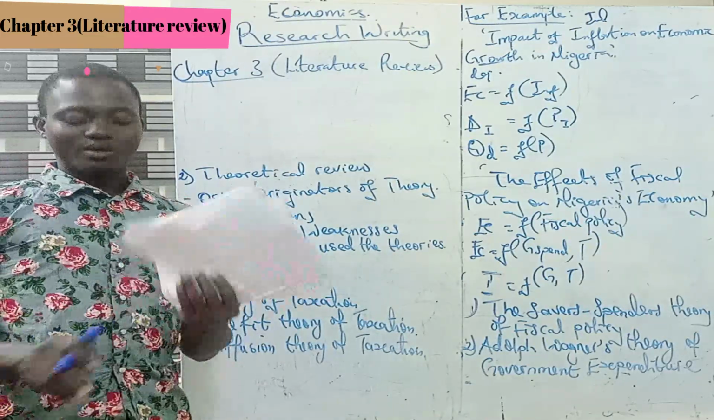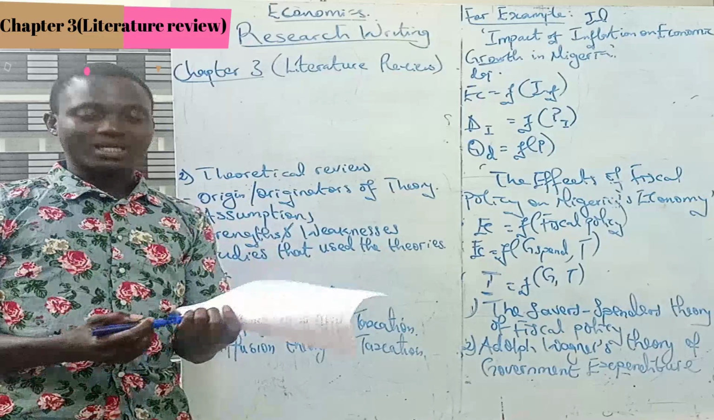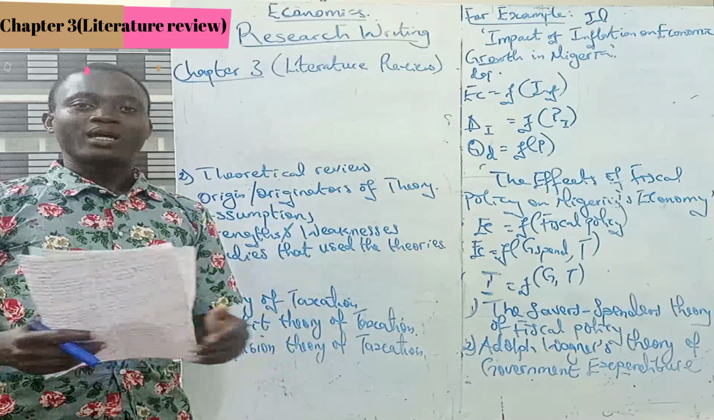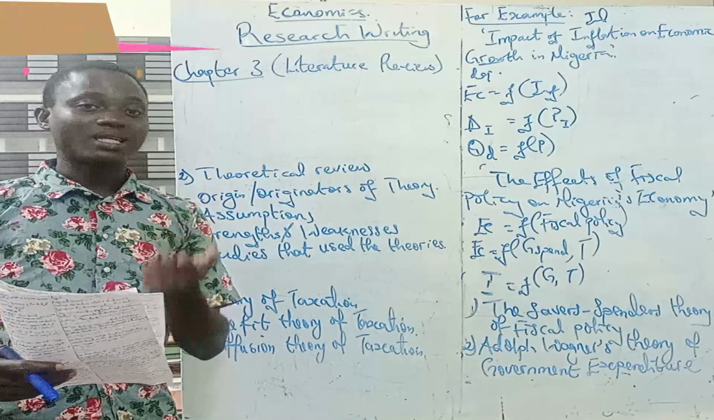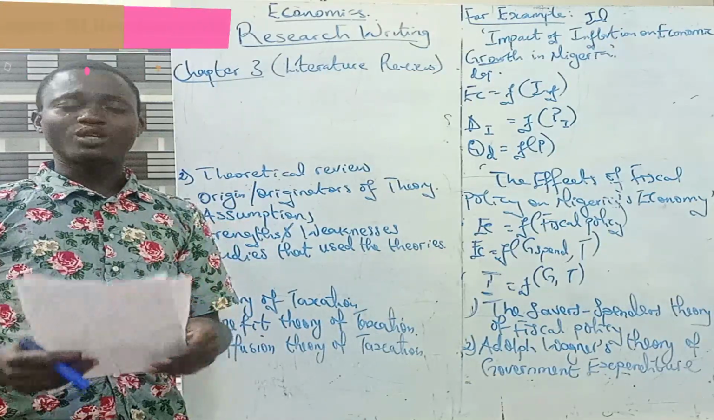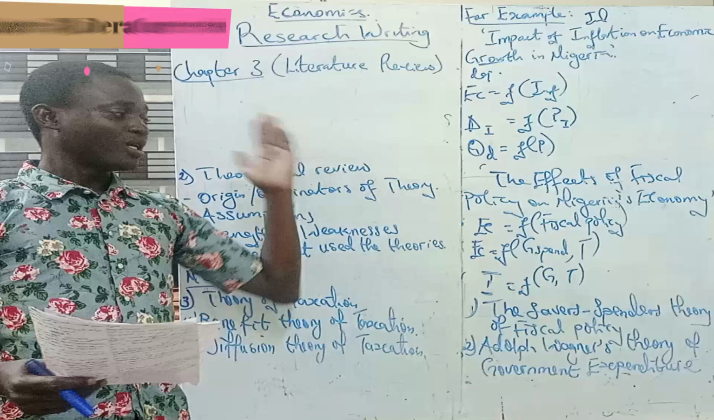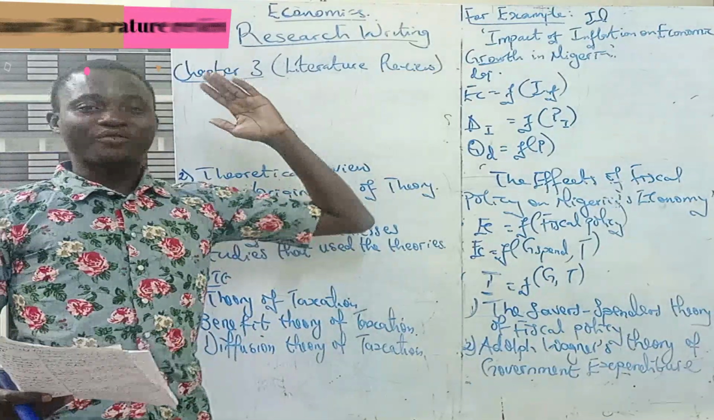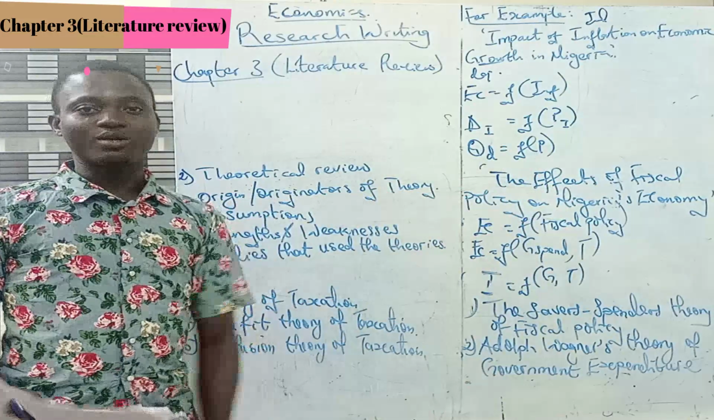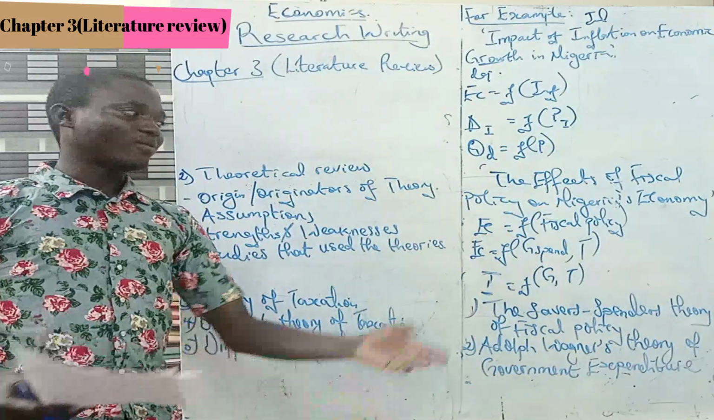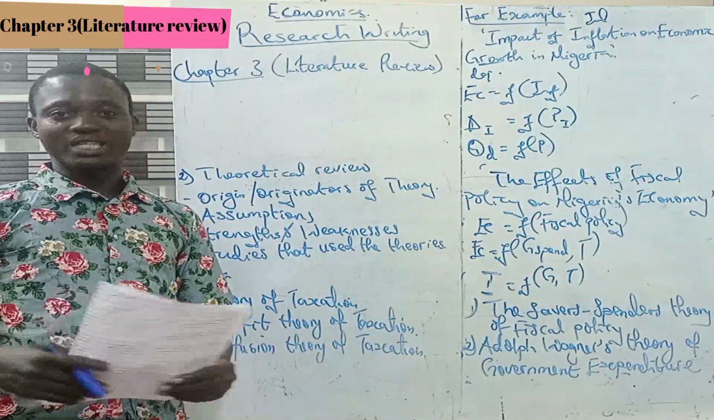Okay, so when you are looking for theories to review, you have to understand something: your theories have to be relevant. They have to be in line with your subject matter. Don't just pick anything because there's fiscal policy in your topic. It doesn't work that way. You understand? And these are reasons why supervisors reject people's work.